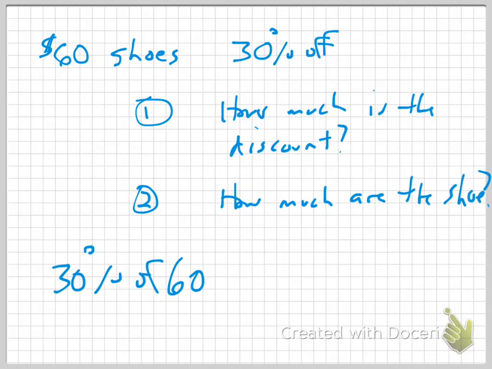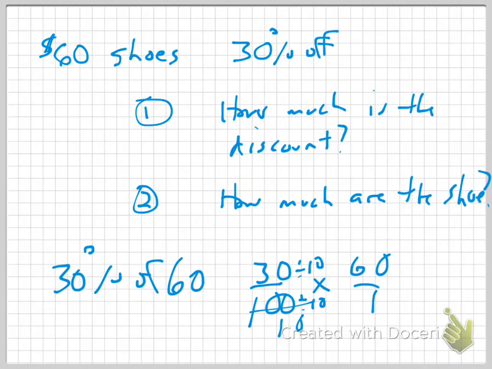How do I write this? 30 over 100. 30% times, of means times, 60 over 1. Can I reduce anything? Yes. Divide by 10, divide by 10. This becomes a 10, this becomes a 3. Can I reduce anything else? Divide by 10, divide by 10. That's a 1, that's a 6.